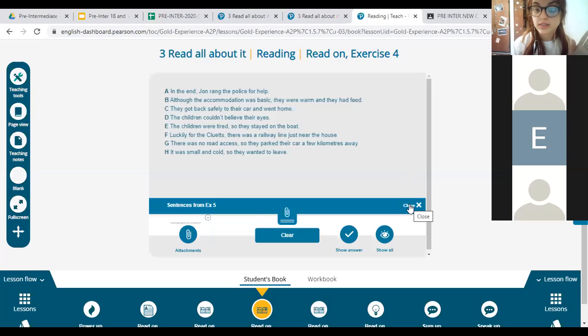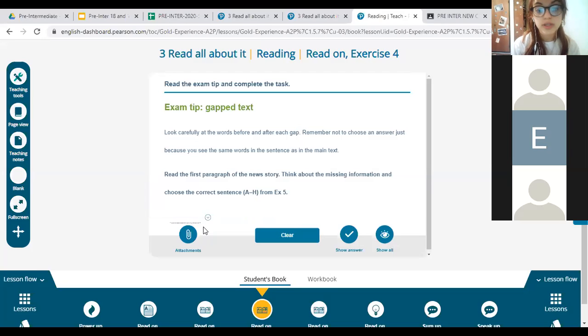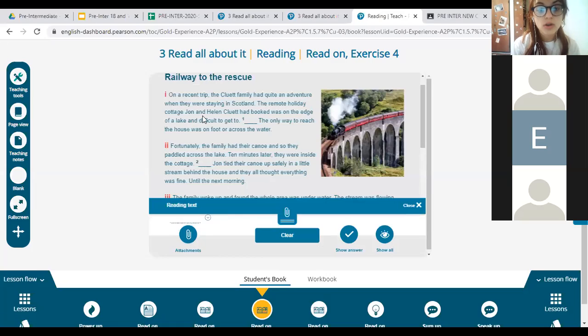Keep them in mind. Now we are going to read the text. So it's called Railway to the Rescue. So let's see. Delphi, can you read the first paragraph? Yes. ¿Solo leo lo que está escrito o también? Yes. You skip this part. Okay.